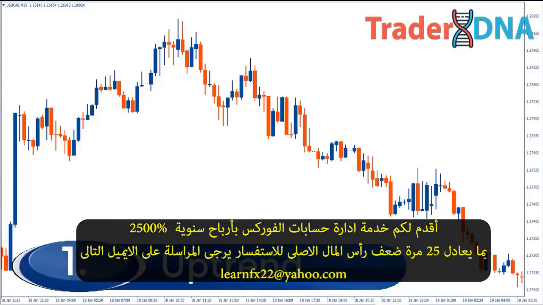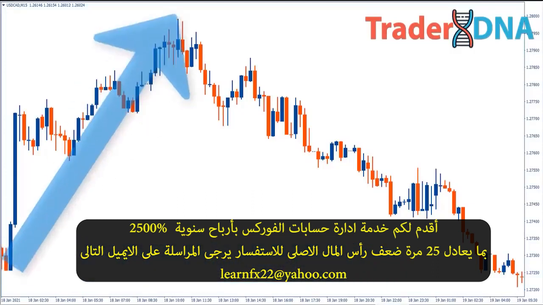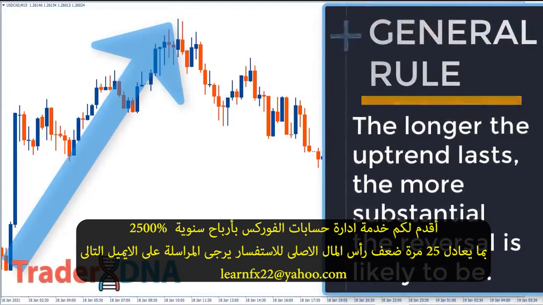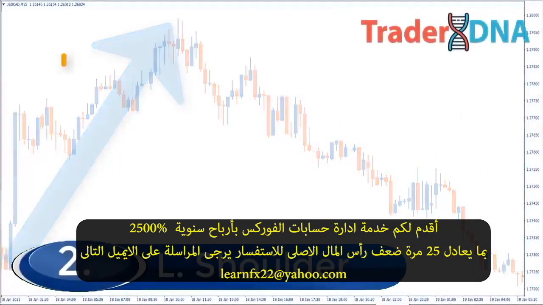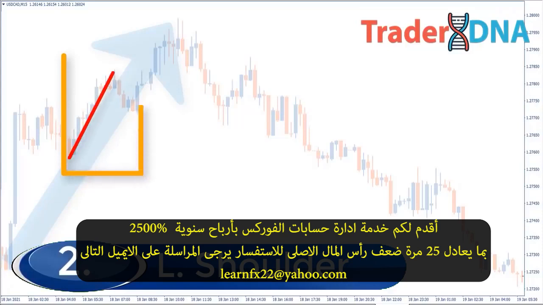Step 1. Uptrend. The very first part of a head and shoulders pattern is the uptrend. This is the extended move higher that eventually leads to exhaustion. As a general rule, the longer the uptrend lasts, the more substantial the reversal is likely to be. Step 2. Left shoulder. The market moves down to form a higher low.